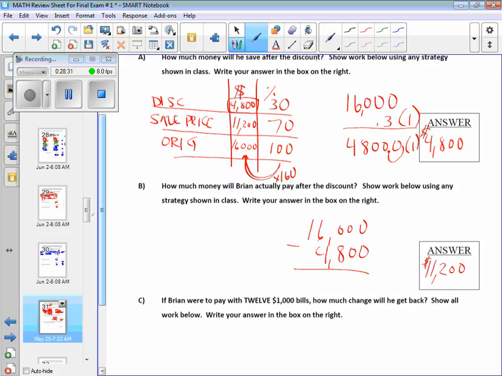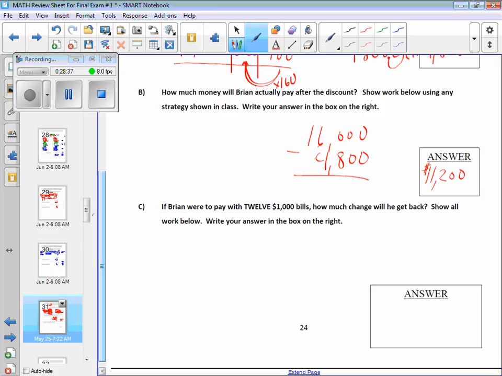Okay, so the last part now is, he has got to pay 11,200, and he pays with 12 $1,000 bills, which is how much money? Okay. So you got to subtract it to figure out how much change he gets back. 800. Okay?